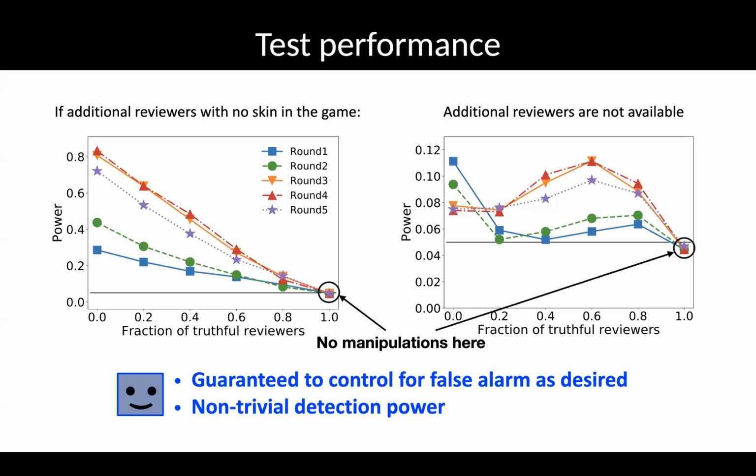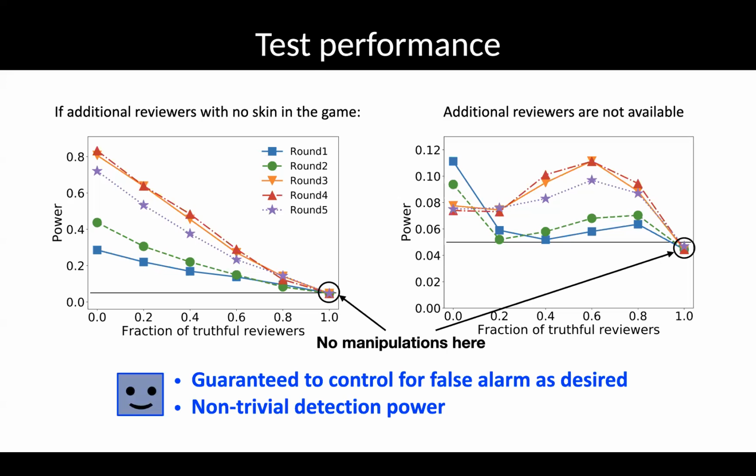So what we can see from here is that our test has non-trivial power, which is especially good when we have additional rankings from reviewers who have no interest in the game. And additionally, our test can control for the false alarm probability. So that's it about their strategic behavior.